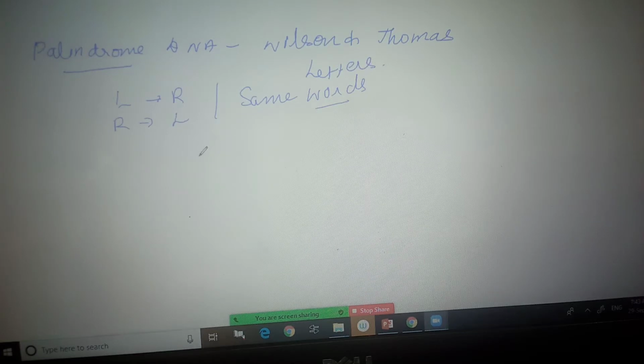Palindromic DNA means the sequence of nucleotides is the same in both directions. Both directions are the same. That is, it will be a palindromic DNA sequence.